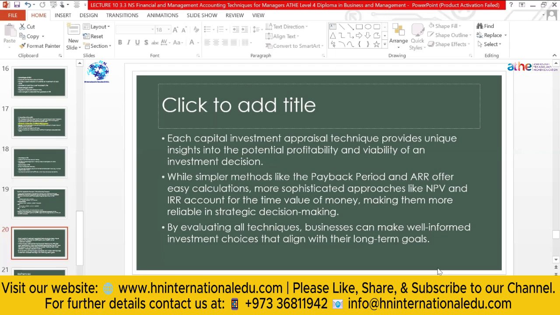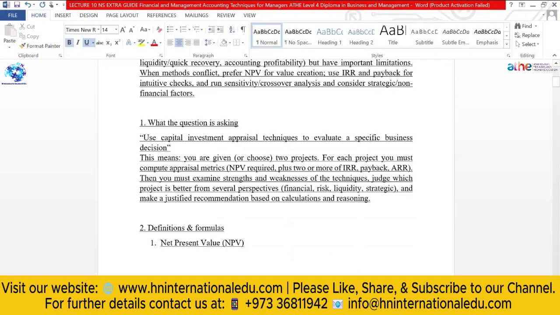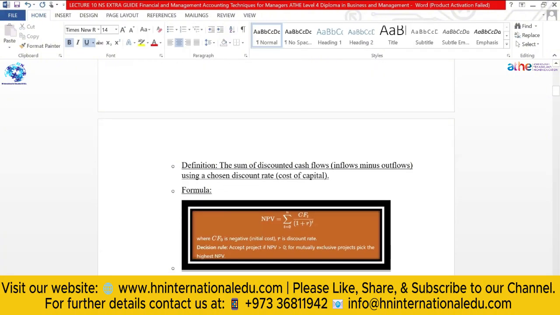And conclusion is always at the end of the answer once you are done with everything. So businesses can make well-informed investment choices that align with their long-term goals. And these are used for a longer period of time, except the payback period. Everything over here is in detail, in depth. I tried my best to add.